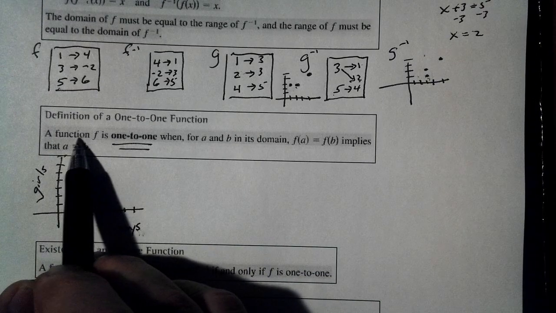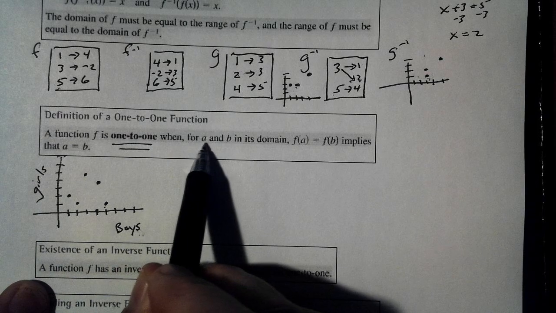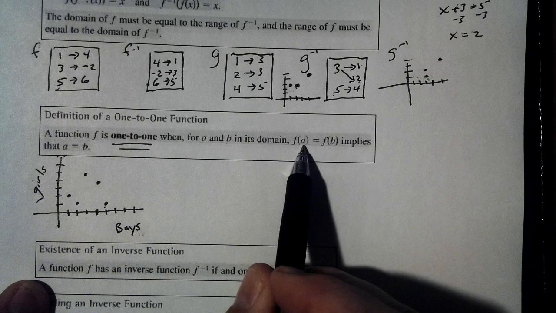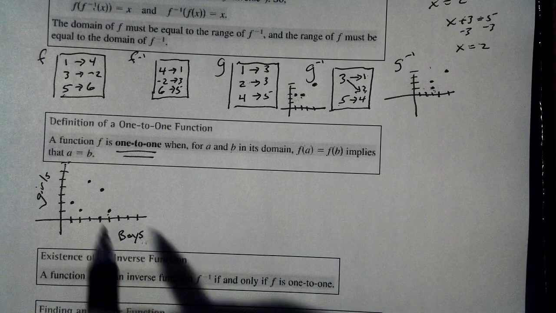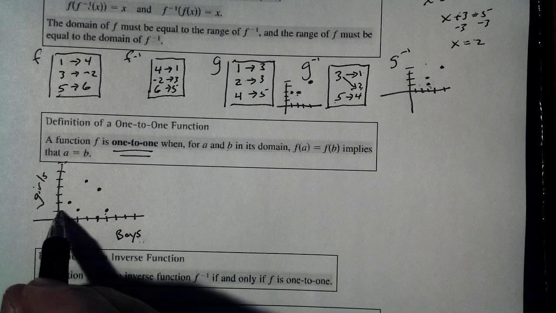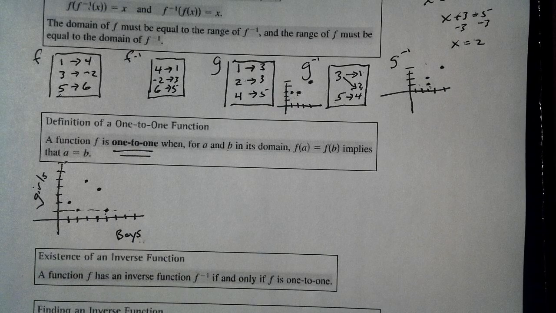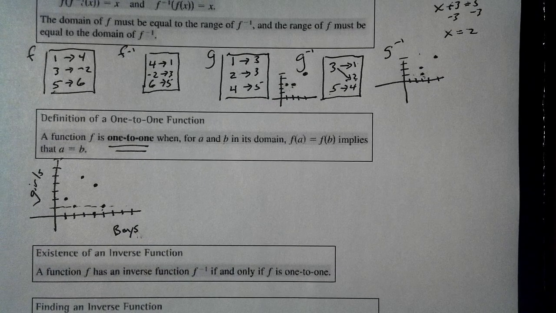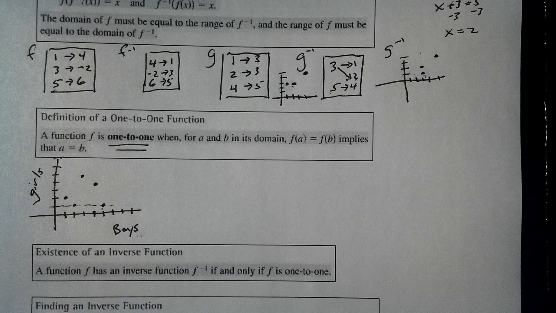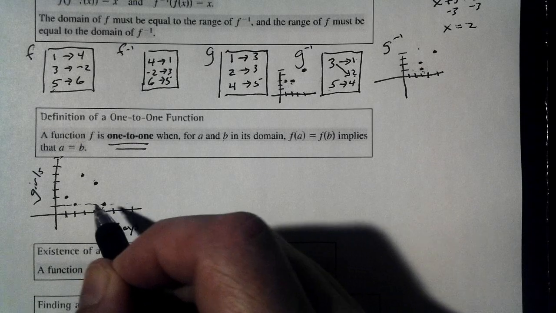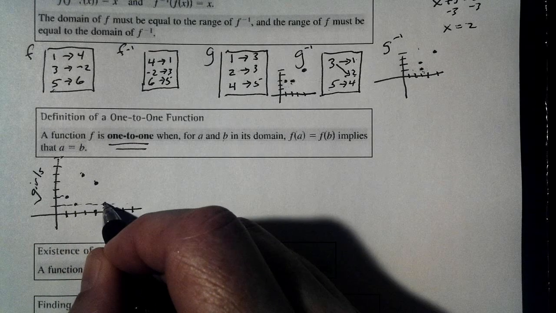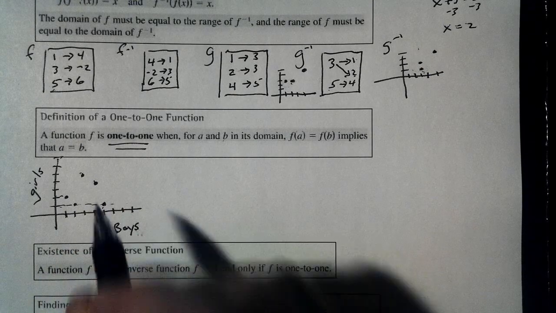A function f is one-to-one when, for a and b in its domain, f of a equals f of b implies a equals b. It just means it passes the horizontal line test. This one does not pass the horizontal line test. And that has an issue for us when we're trying to find inverse functions. This is a function, but it is not one-to-one.